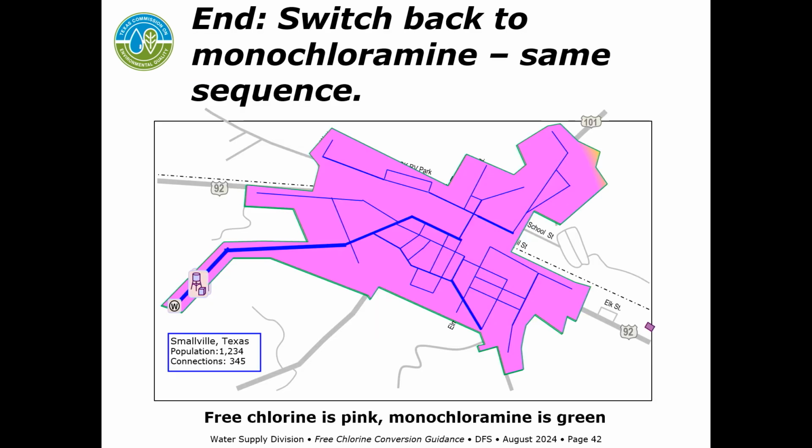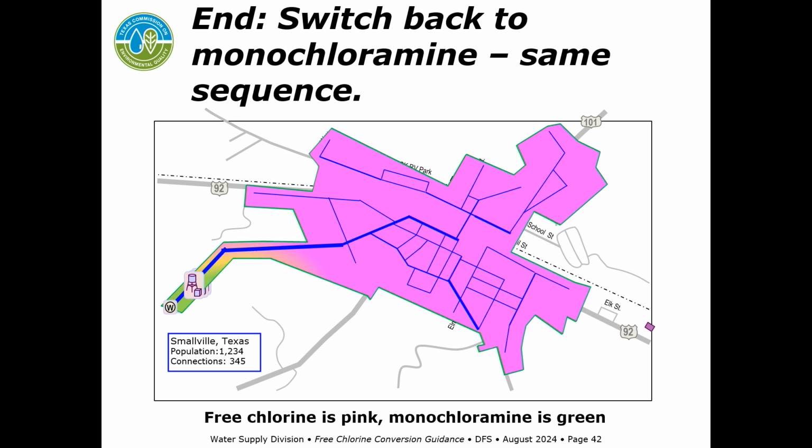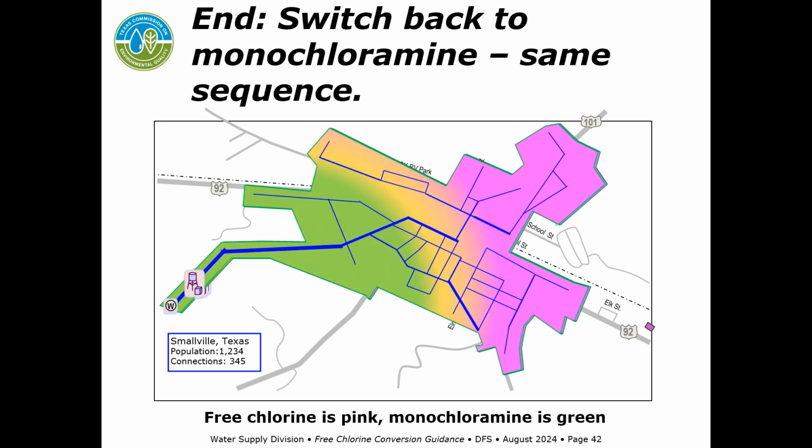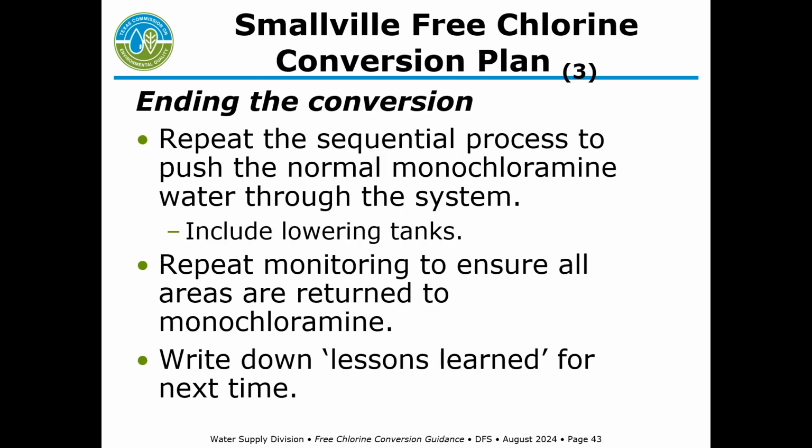At the end, switching back to monochloramine, it's the exact same sequence you did to flush the free chlorine in. So your whole system is full of pink free chlorine, and you start flushing, turning on your ammonia and sending monochloramine back through the system in the same sequential process.